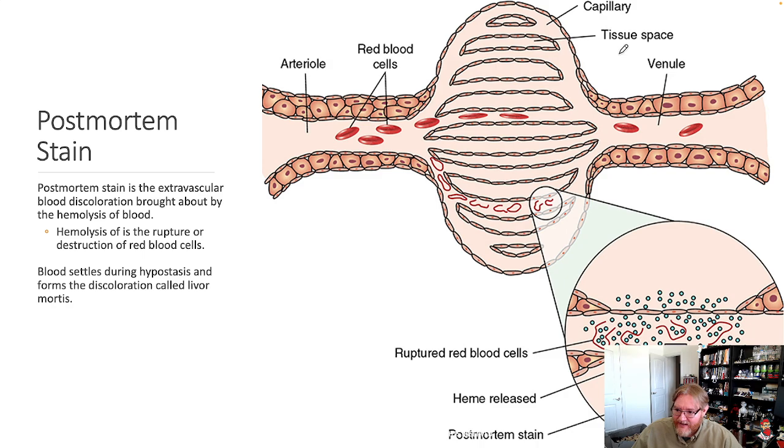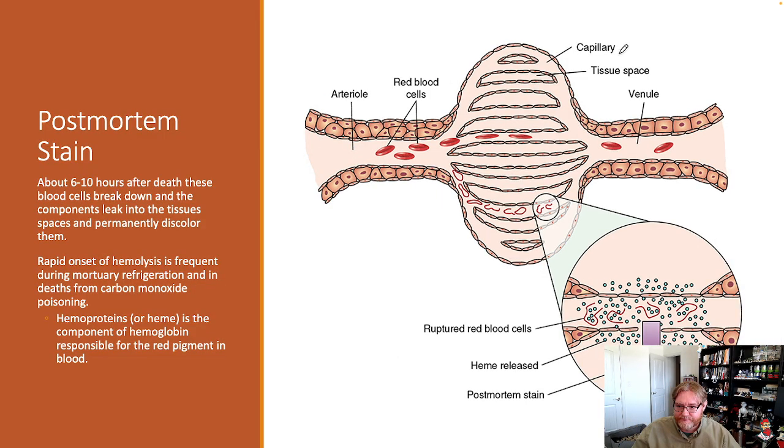Postmortem stain is the extravascular blood discoloration brought about by the hemolysis of blood. Hemolysis is the breakdown of blood. Hemolysis is the rupture or destruction of red blood cells. Important definition there. Blood settles during hypostasis and forms the discoloration called livor mortis. Postmortem stain is a chemical change. It is the breakdown of something. Livor mortis is a physical change. It is the blood moving in some dependent area. They are progressive. As the blood pools, it'll start to break down, which causes the stain.